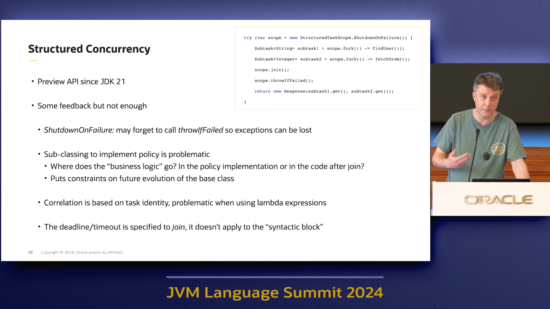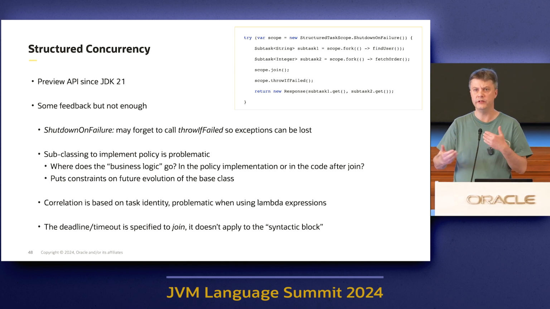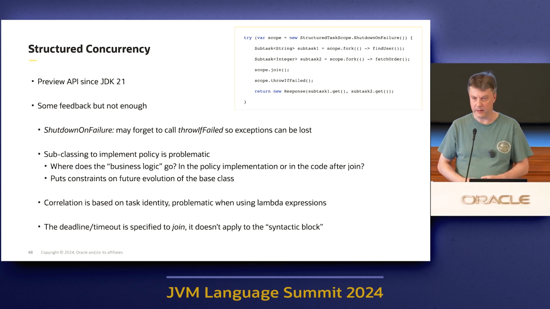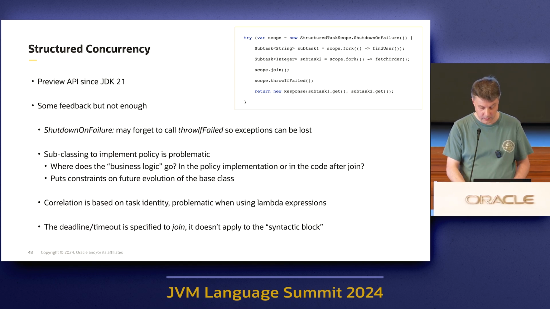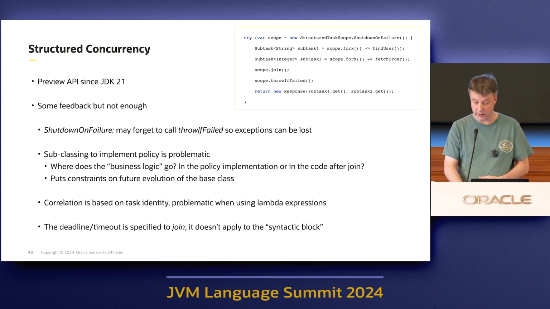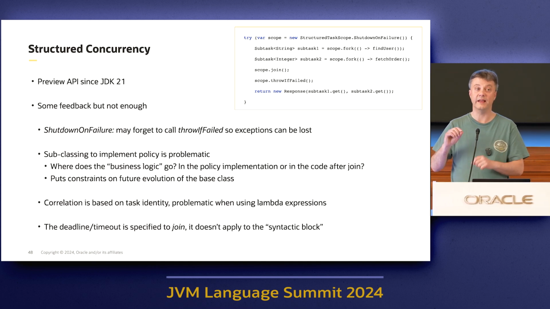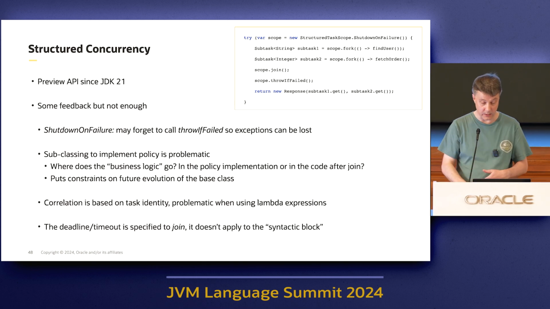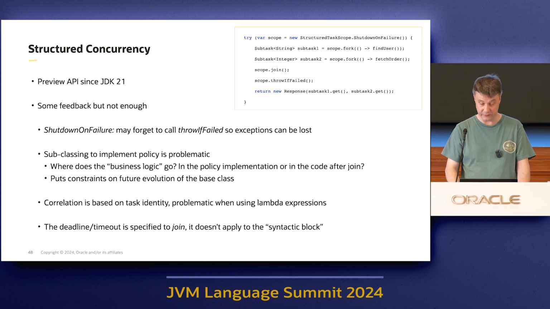A few questions come up around where business logic goes, and how I deal with correlation, especially when my tasks are lambda expressions, so the task identity isn't all that good. Where we ended up with deadlines and timeouts wasn't exactly where we probably should have been. People actually wanted the timeout on the entire block. So these are the types of things that have come up since JDK 21.